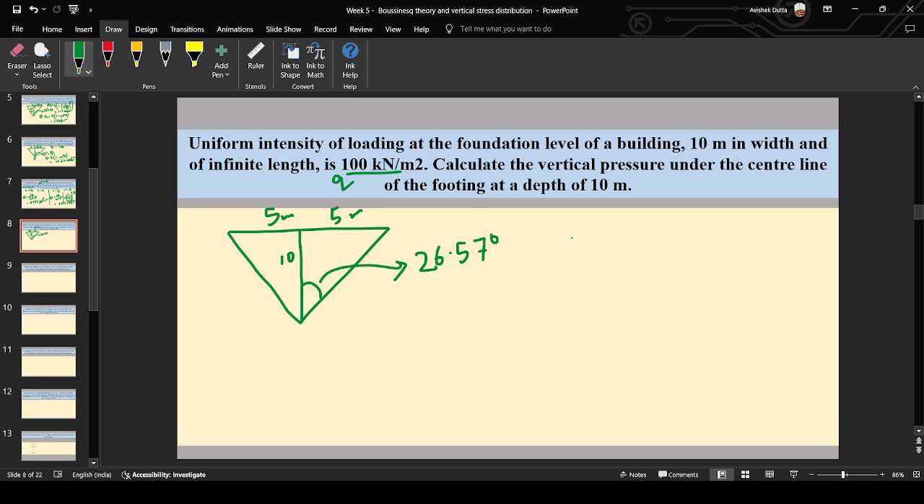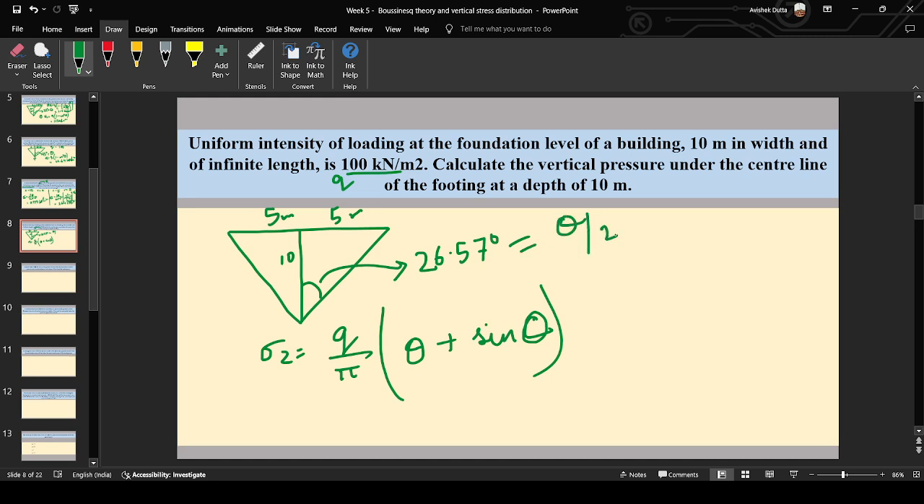Now for the line load we have the formula, sigma z equals q by pi into theta plus sine theta. Now here what is theta? For the line load of infinite length, theta is the angle subtended at the center. That is the entire angle, double of this. So this is theta by 2, hence theta will be twice of this, approximately 53.14 degree. Now this degree value I can place in the sine theta part.